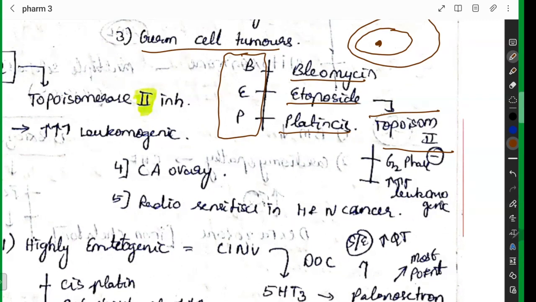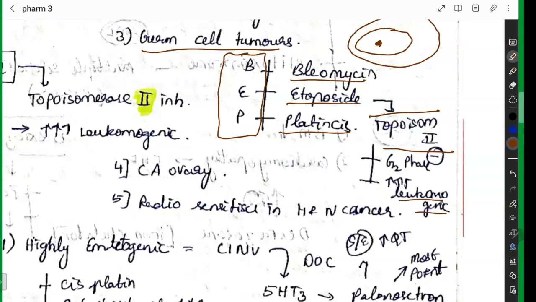Etoposide is going to inhibit topoisomerase 2, and topoisomerase 2 is involved in the G2 phase. I told you topoisomerase 1 is involved in the S phase, whereas topoisomerase 2 is involved in the G2 phase. So this is going to cause leukemogenic effects, that is an increase in WBC production.